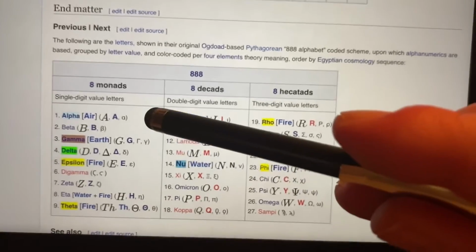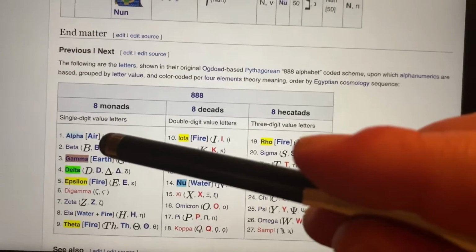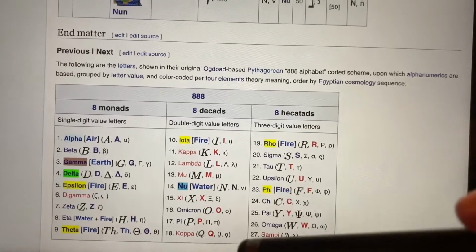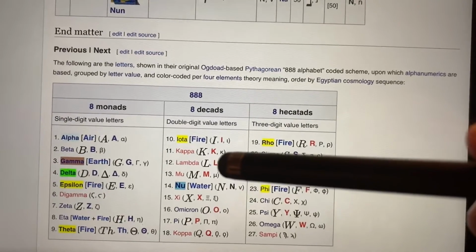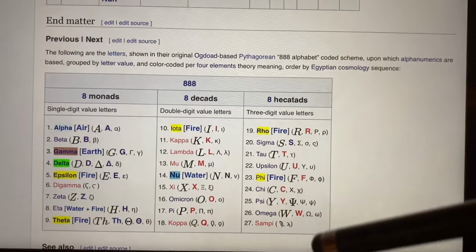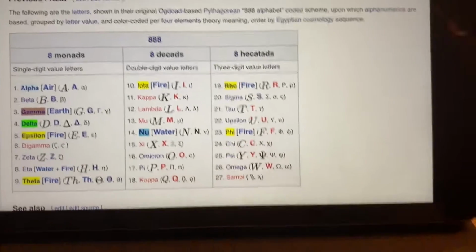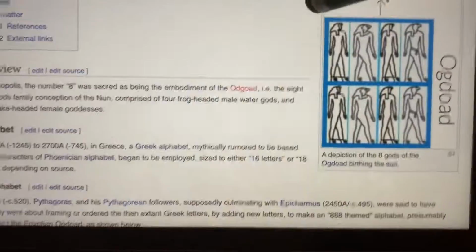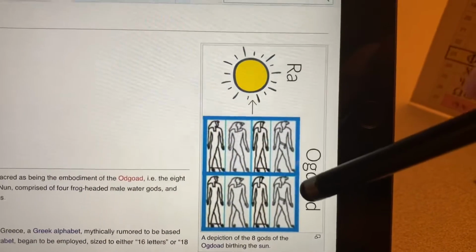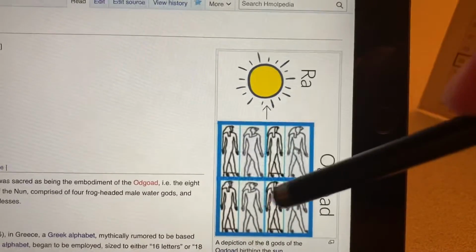the alphabet itself is divided into 8 single-digit letters. Alpha equals 1, beta equals 2, gamma equals 3. 8 10-digit value letters. Iota equals 10, kappa equals 20, lambda equals 30. And 8 100-digit value letters. Rho equals 100, sigma equals 200, and so on. And this, again, is based on the Agdod. So in Hermopolis, it was conceived that these 8 water gods birthed the sun. And this is the symbol for the letter H, or heat.